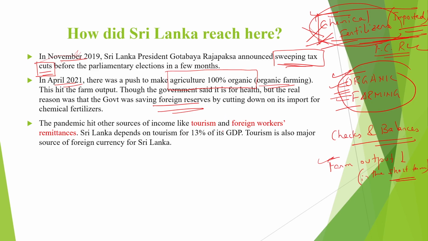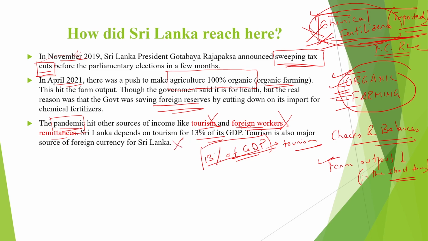Next, this is the final nail in the coffin. 13% of Sri Lanka's GDP, and it's not at all a small number, comes from tourism, and also a good portion comes from foreign workers' remittances. But when the COVID pandemic hit, tourism, obviously, went to a complete standstill, like in all other countries in the world. Foreign workers' remittances were also hit very badly. As a result, this entire 13% of GDP, this entire earning from tourism and foreign workers' remittances that Sri Lanka could have got, came to a standstill.